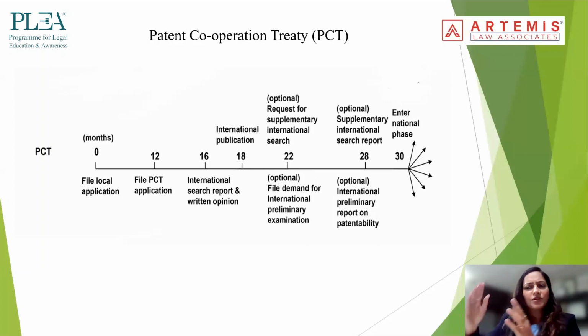So then the procedure is as good as the Paris Convention: normal examination will happen. If they find some objections, the government will cite those objections. You need to comply with that, and so on and so forth. Then the grant will happen. So this timeline is very crucial if you want to go for a PCT route.